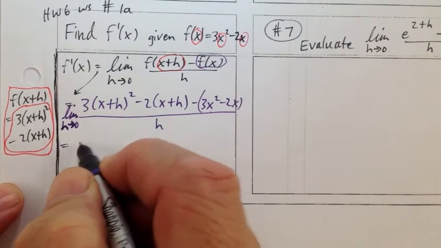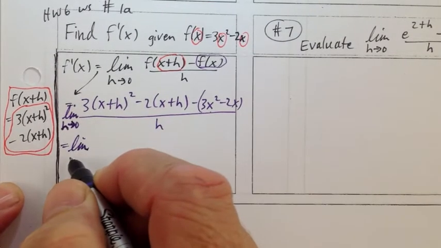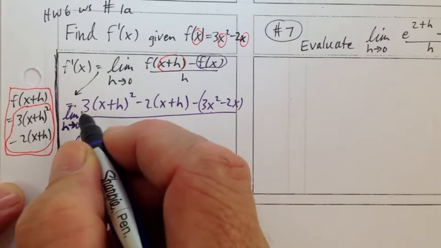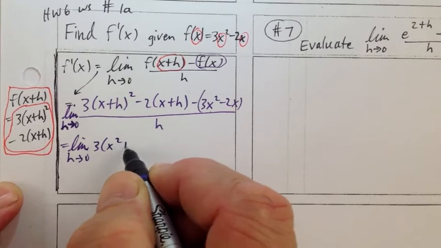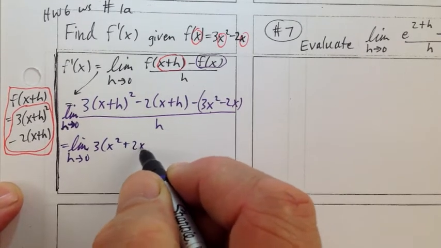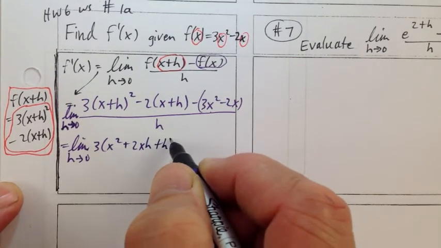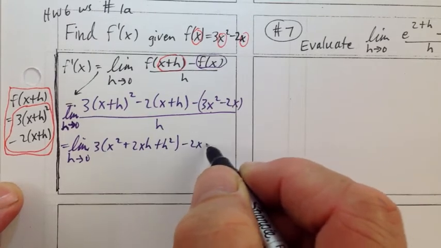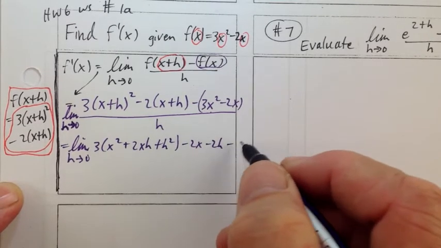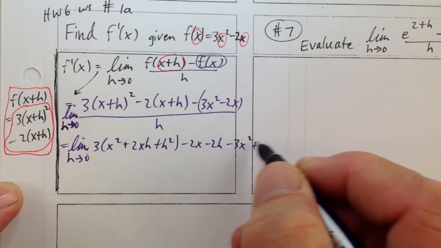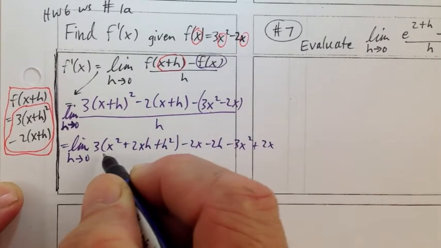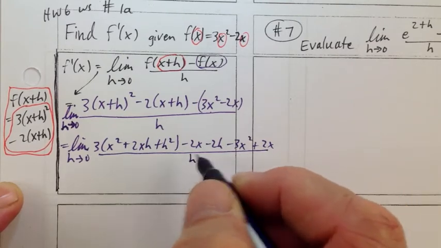So if you go ahead and simplify this numerator, what you get is 3 times this quantity. Okay, well 3 times the quantity is x squared plus 2xh plus h squared minus 2x minus 2h, minus 3x squared plus 2x. Don't forget to distribute that minus sign.